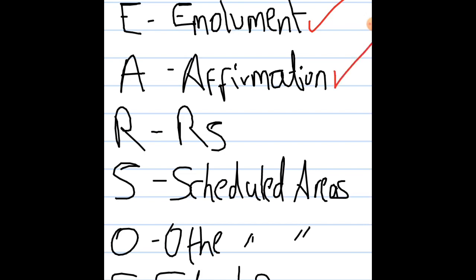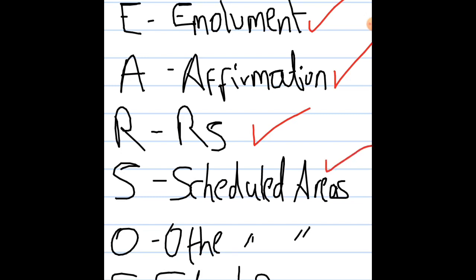Now the fourth schedule, Rajya Sabha. Rajya Sabha means the allocation of seats in the Rajya Sabha to the states and union territories. Now, the scheduled areas, the fifth schedule. It means the provisions relating to the administration and control of scheduled areas and scheduled tribes.